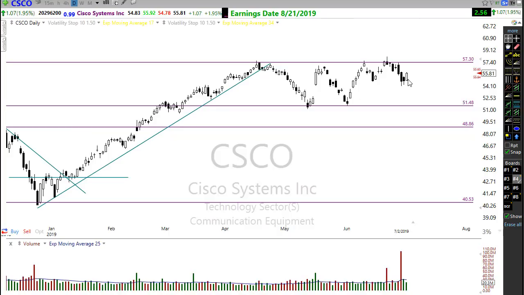We have to have some proof that this is actually going to hold support. How do we get proof that support is going to be held? The stock has to rally and either test it or make a higher low. Then we have proof of a resumption of trend. And only then do we have that proof of that resumption of trend.